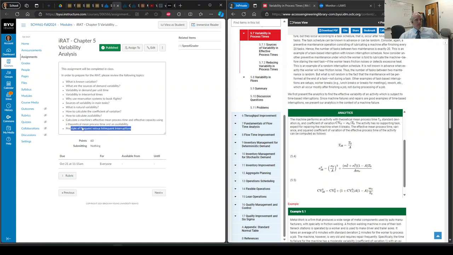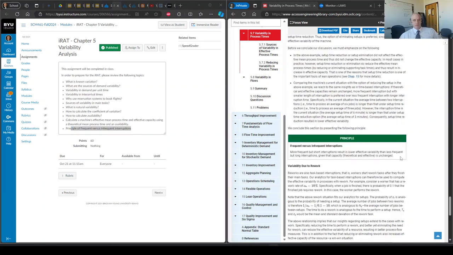Finally, the principle of frequent versus infrequent interruptions. And the principle here is also in this section. If we scroll down to the bottom of this section, the principle is more frequent but short interruptions result in lower effective variability than less frequent but long interruptions, given that capacity is unchanged. And it talks about this in pretty good detail. So that is the principle of frequent versus infrequent interruptions.